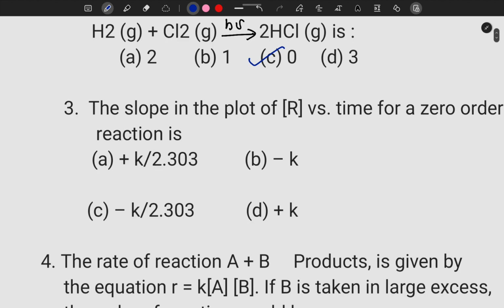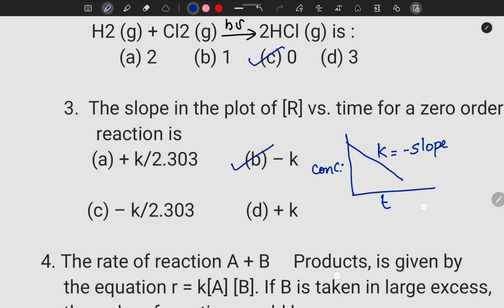The slope in the plot of concentration of R versus time for a zero order reaction. For a zero order reaction, we can plot concentration against time, and the slope is negative k, or we can write slope is equal to minus k. So our option is B.